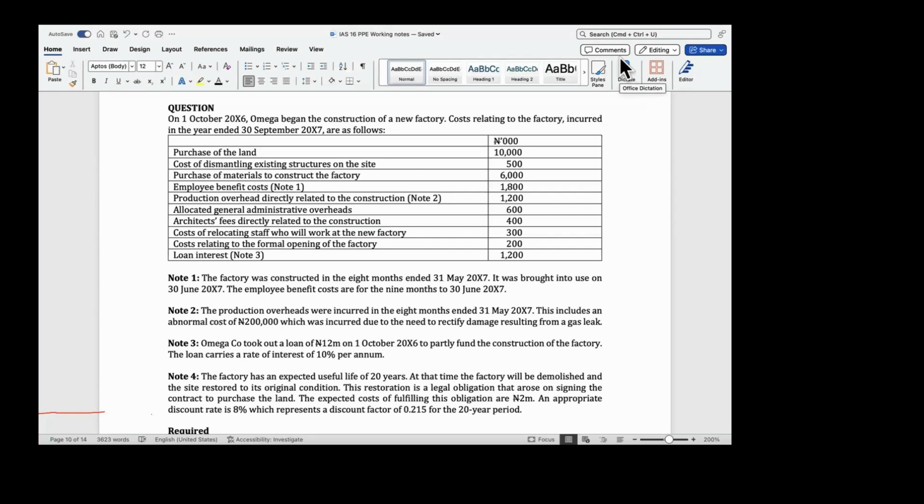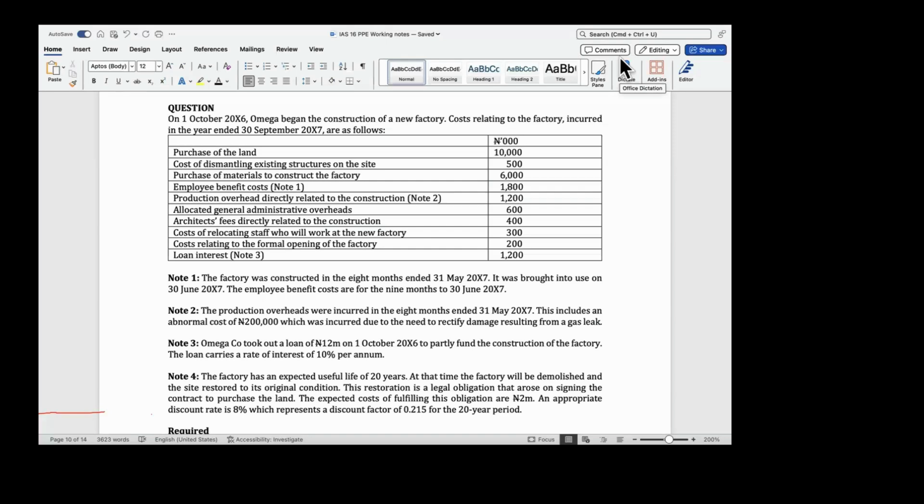Cost of relocating staff who will work at the new factory is 300. Cost relating to the formal opening of the factory is 200. Loan interest under note 3 is 1,002. Then note 1. The factory was constructed in the 8 months ended 31st May 2007. It was brought into use on 30th of June 2007. The employee benefit costs are for the 9 months to 30th of June 2007.